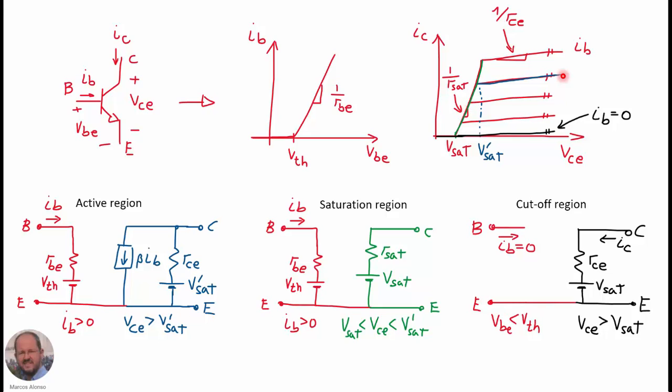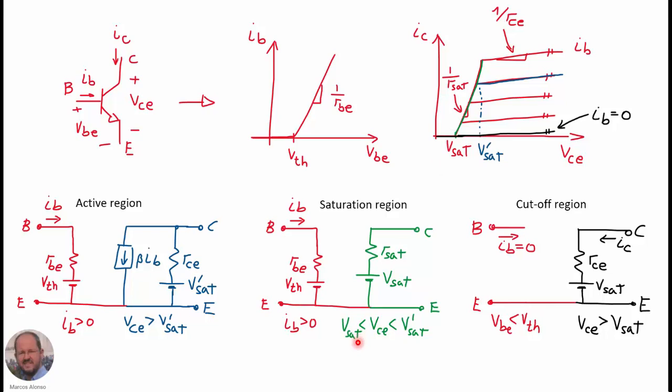So for example, for the current through the base corresponding to these characteristics, the saturation region goes from this point here downwards. So this is also important for each curve. For example, for this other curve, this is the active region and the saturation region go from this point downwards.